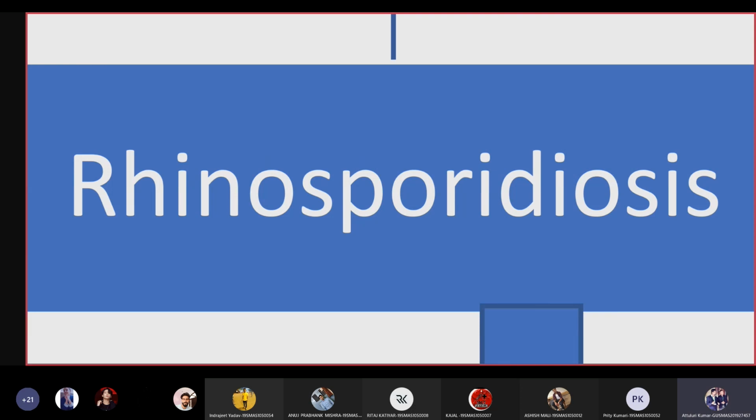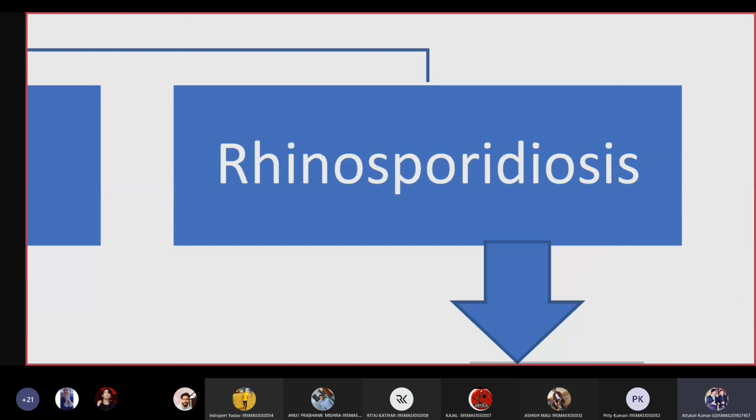Not only in the nose, it will also cause infection in the mucosal layers of our body. I will show you how a rhinosporidic infection looks like.